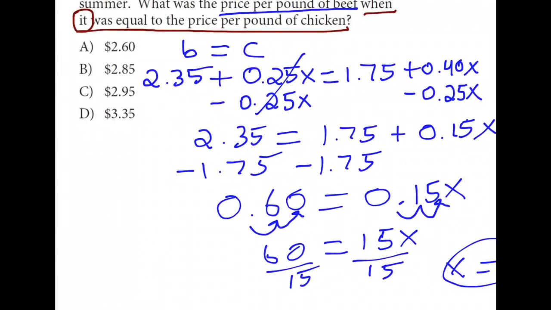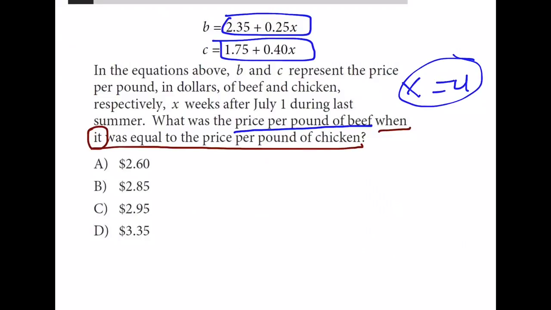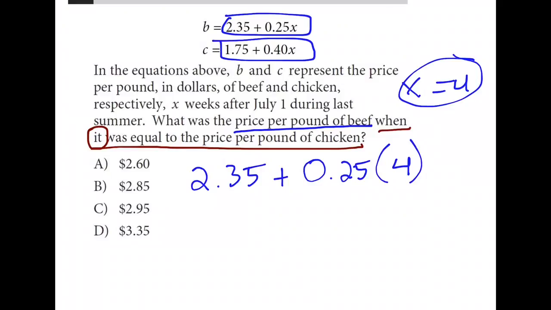Wait a minute, 4 isn't on any of these answer choices. What do I do with that? If we revisit this last sentence, we'll be reminded that we want to find the price per pound of beef at this time. So when x equals 4, what is the price of beef? We substitute, we plug it in. 2.35 plus 0.25 times 4. Well, that's a quarter, and 4 quarters is $1. So 2.35 plus 1 is equal to 3.35.